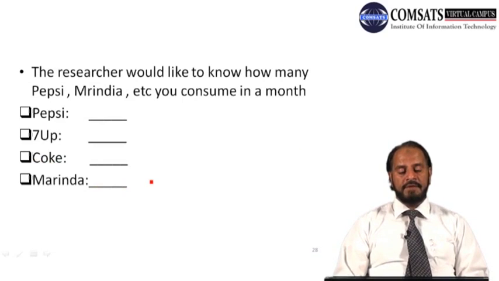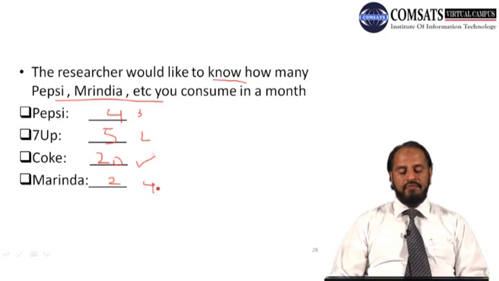The fourth scale, as far as ratio is concerned, you can have a question which might be addressing that. The researcher would like to know how many Pepsi, Mirinda, etc. you have consumed in a month. This can be easily converted, but now you're limited. You're giving a specific figure as to what you consume. Now out of this you can easily tap into which is the best, most preferred, because the one you consume most is the one highest. This is the second, this is the third, so fourth. So now you're ranking it as well.